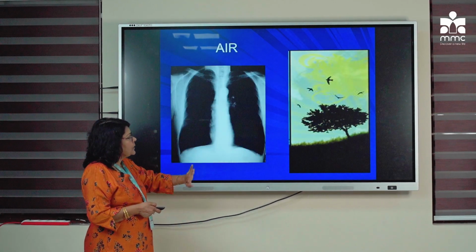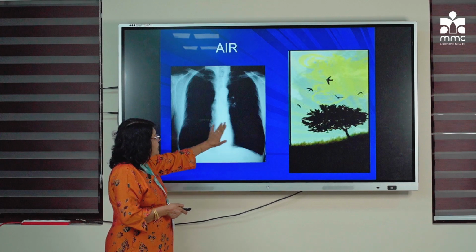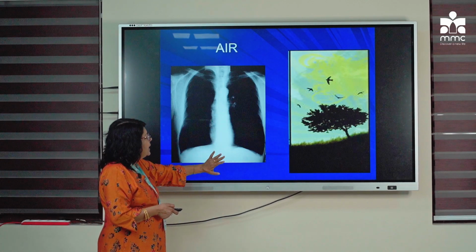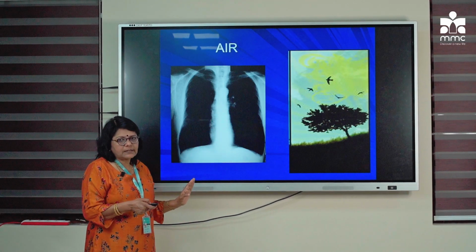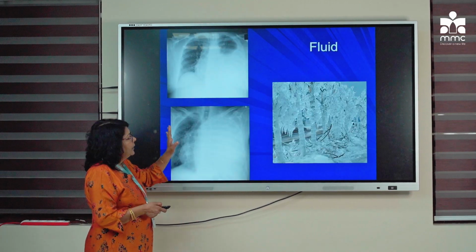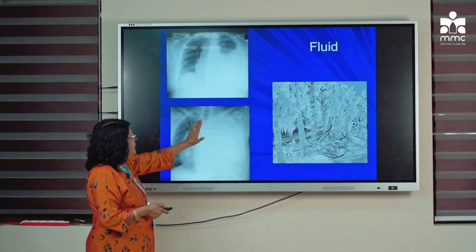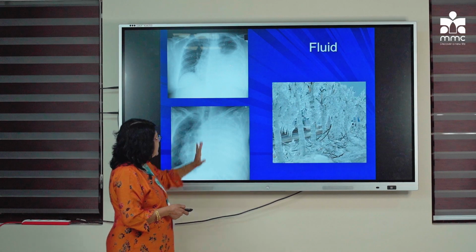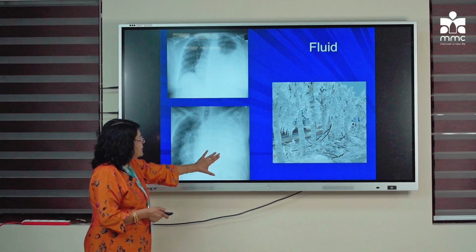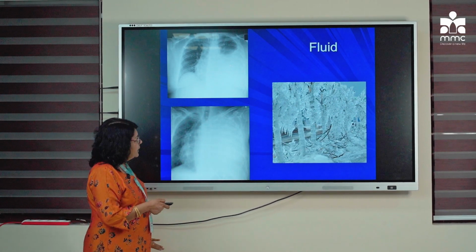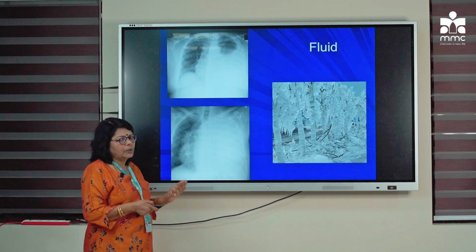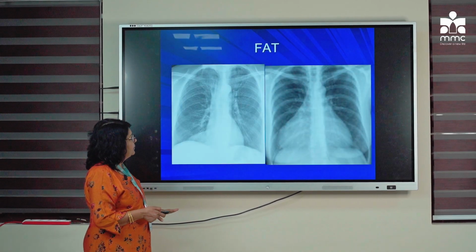When there is too much air, you can see it becomes black. So air in the lung will appear black, and when there is too much of air, you call it emphysema. Fluid will appear white. You can see here there is fluid on the left hemithorax which is moderate. Here you can see fluid in the left hemithorax which is severe. So any fluid will appear white on chest X-ray.